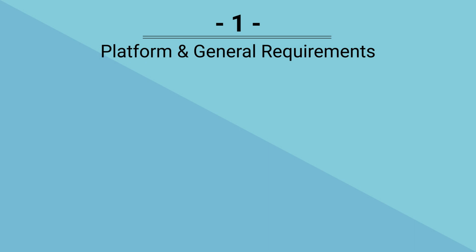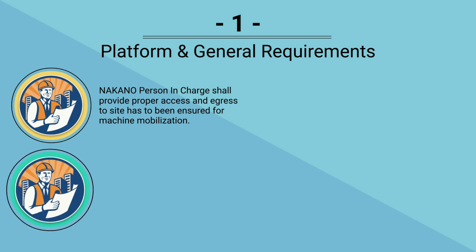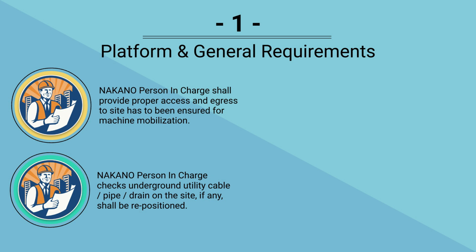Platform and general requirements. Nakano person in charge shall provide proper access and egress to site, to be ensured for machine mobilization. Nakano person in charge checks underground utility cable, pipe, drain on the site, and if any, they shall be repositioned.